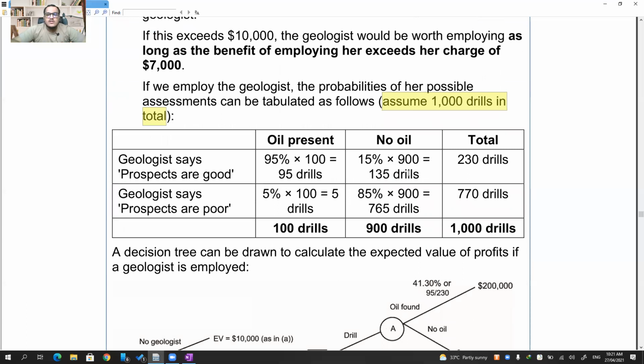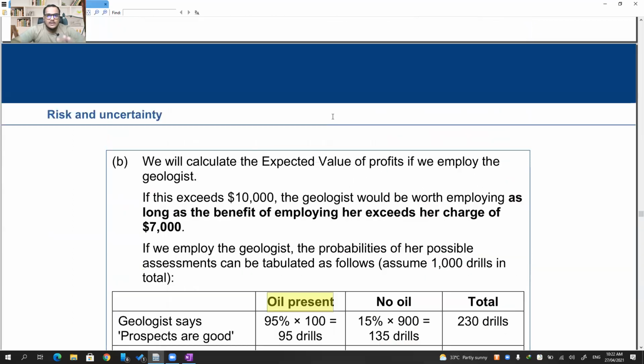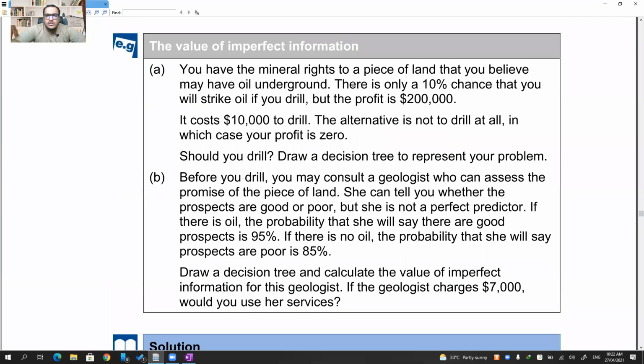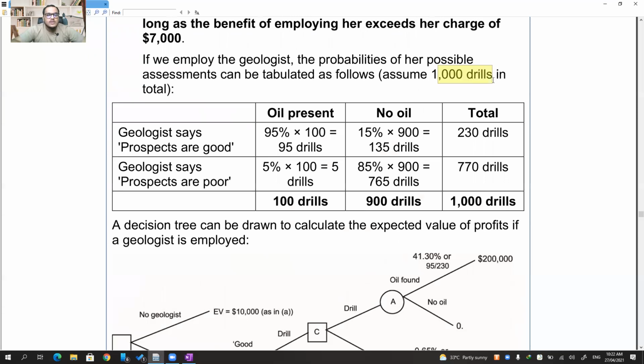Okay, so first of all, if I'm going with 1,000 drills as an example, as an estimation, assumption, out of this 1,000, I know oil can be present 10% of the time. Sir, how do you know? We already know this now. There is only 10% chance you will find the oil. So how many times will we find oil if I'm doing 1,000 drills? 1,000 into 10%: 100 drills will find oil. 900 drills will not find oil. So this is established. Everybody confirm. 100 and 900 is clear.